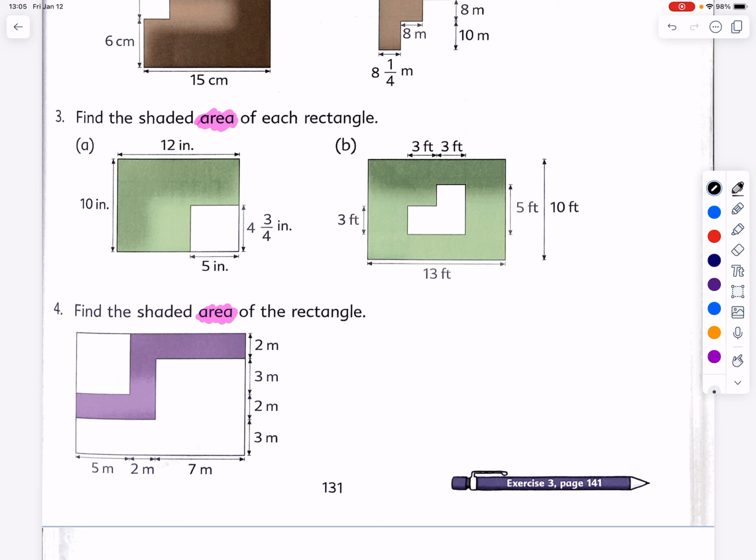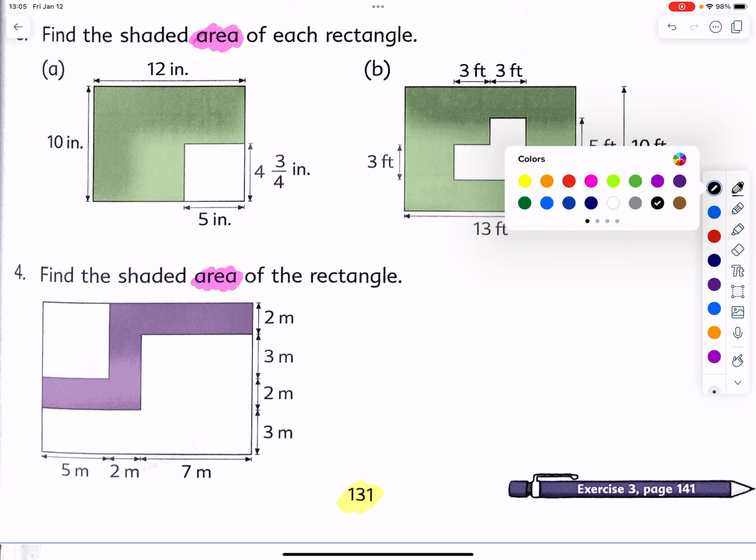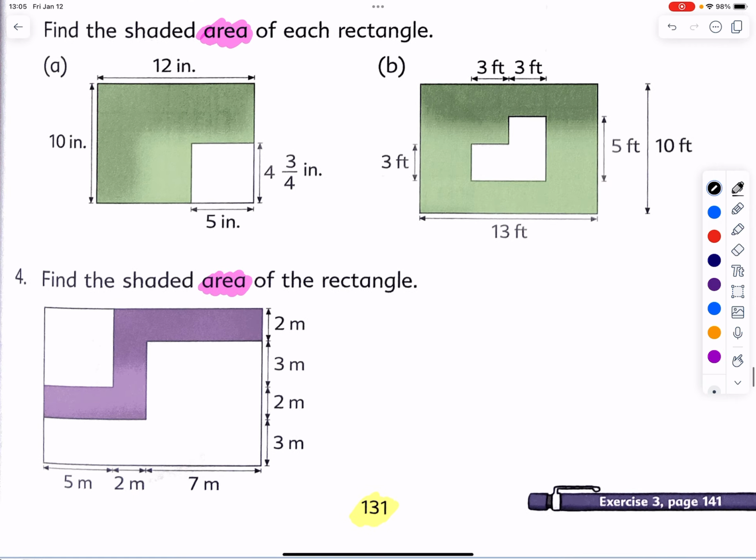we break the area into smaller parts and solve them step by step, and then either subtract or add the parts together. For example, I'm on page 131 in our textbooks, and I am going to work on example number 3, these green shapes. Find the shaded area of each rectangle.